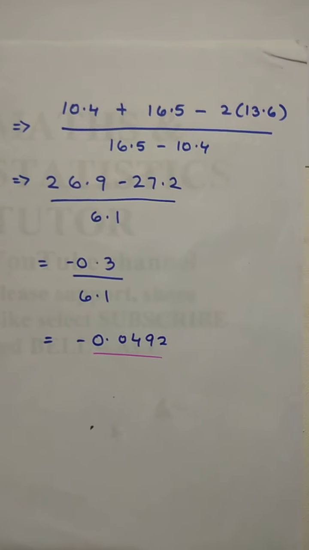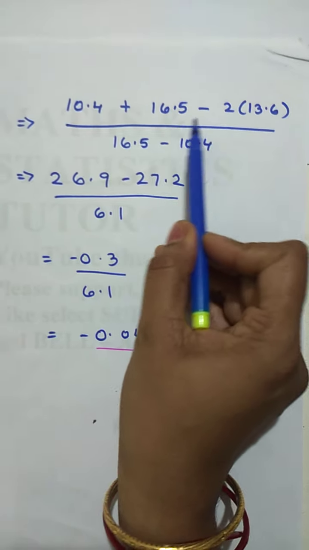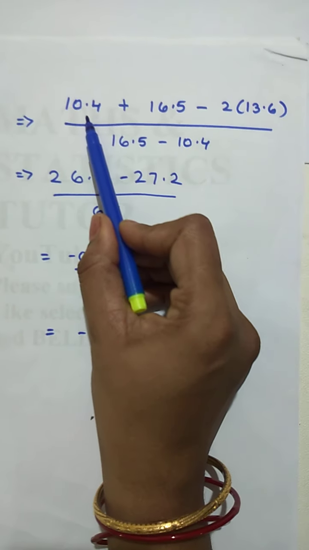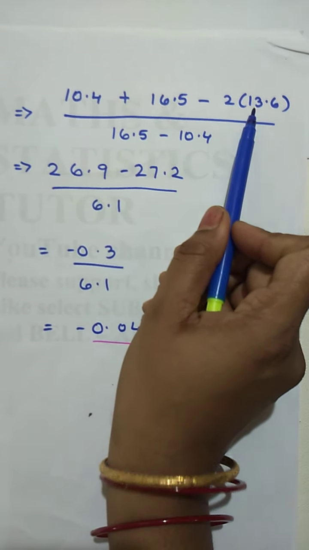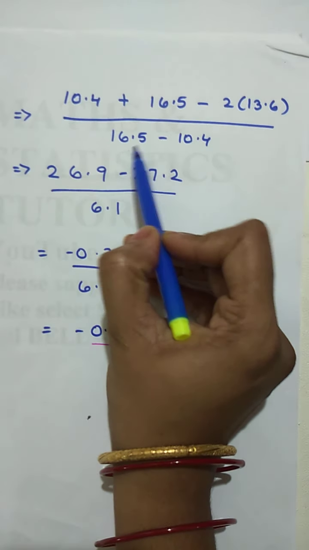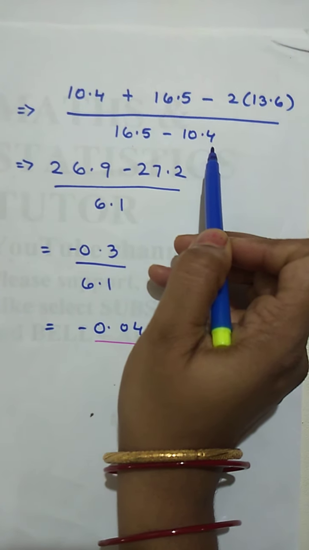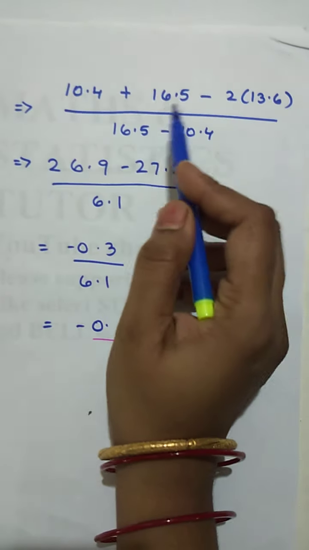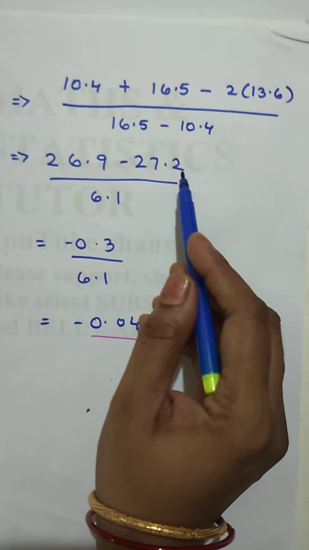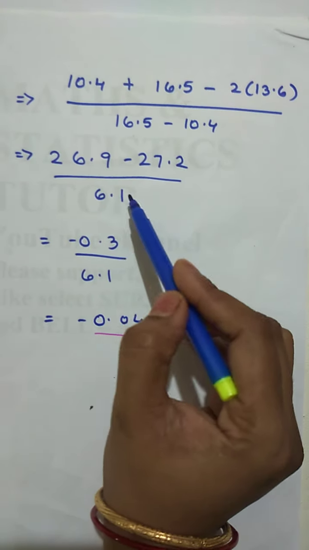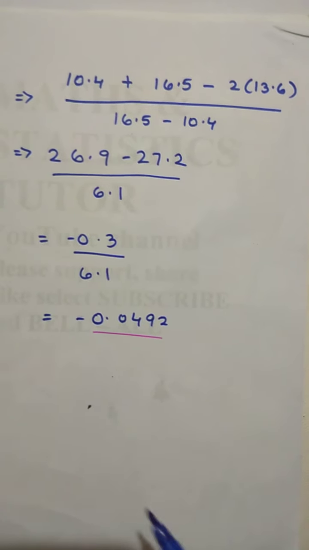Now substitute Q1, Q2, Q3 in the formula: Q1 plus Q3 minus 2Q2, divided by Q3 minus Q1. Q1 equal to 10.4, Q3 equal to 16.5 and Q2 equal to 13.6. I have substituted all the values. So I got 26.9 minus 27.2 divided by 6.1. This is minus 0.3 divided by 6.1.